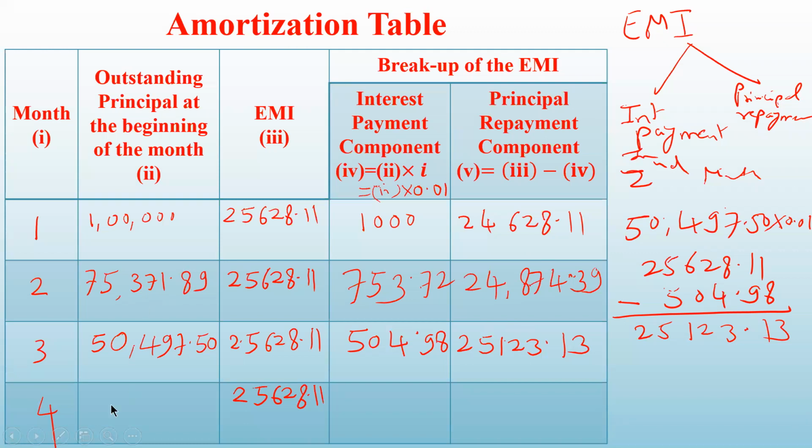Now, how will you find out the outstanding principal in the fourth month? Look at here. In the third month, in the beginning, this much was the outstanding principal. After you paid third month installment, you have paid this much amount as a principal repayment. Okay. So what is the outstanding principal in the fourth month? 50,497.50 minus 25,123.13.